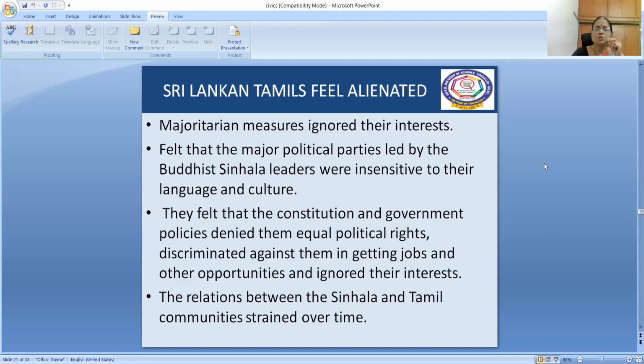They felt that the constitution and government policies denied them equal political rights, discriminated against them in getting jobs and other opportunities, and ignored their interest. Equality was not taken care of. The basic crux of democracy, equality, was not there in Sri Lanka.